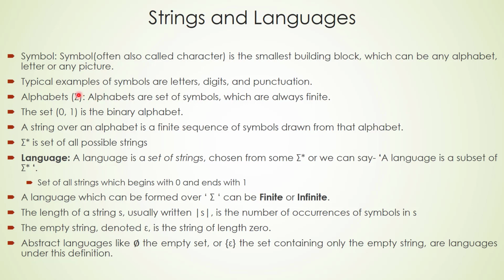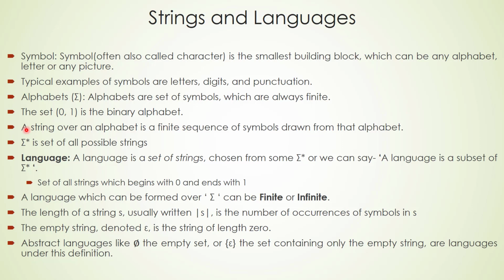Alphabet, it is denoted by sigma. Alphabets are sets of symbols which are always finite. For example, while we are considering the English language, we are only considering the 26 uppercase A to Z symbols and 26 lowercase a to z symbols. So alphabets are sets of symbols which are always finite. The set {0, 1} is the binary alphabet. So the binary alphabet is an example where the set contains two symbols, 0 and 1.